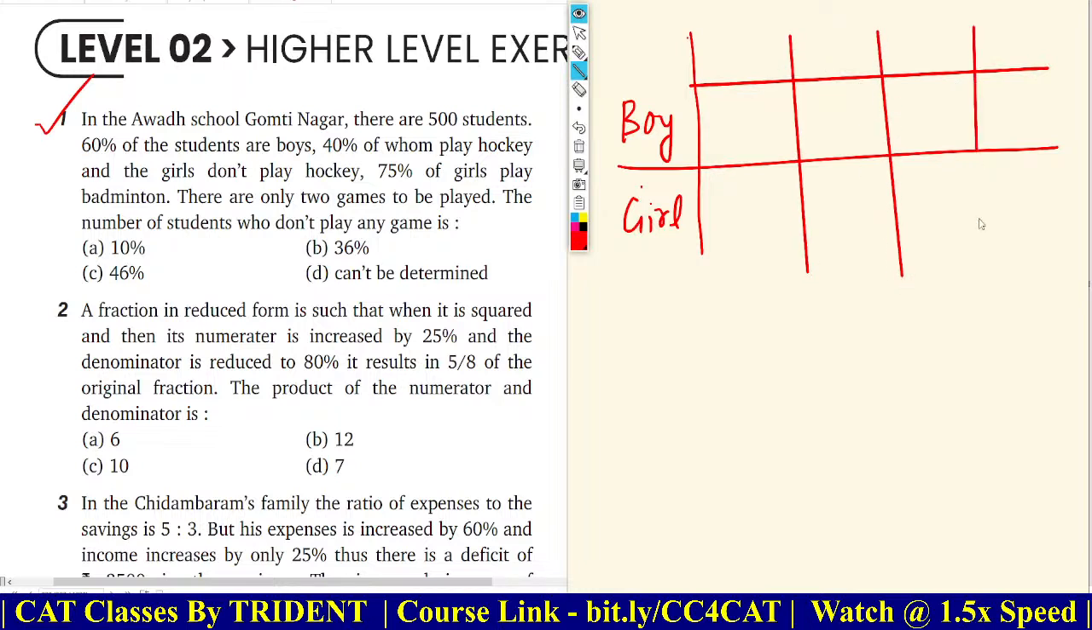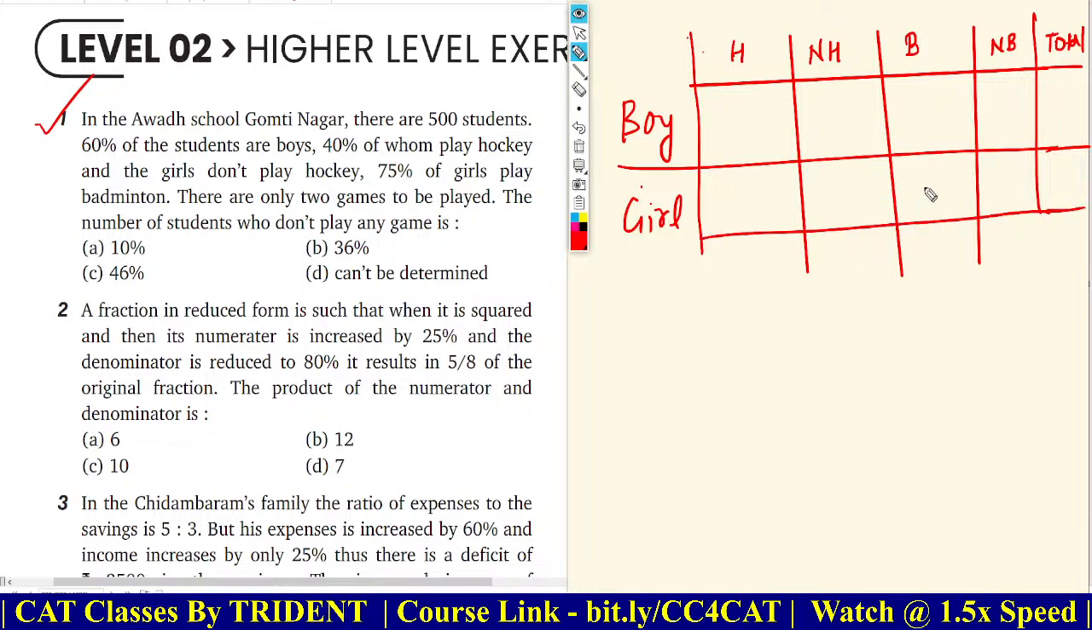Now I'll tell you why I'm designing these grid structures. First of all, maybe instead of hockey I can just use the abbreviation H. Not hockey, badminton, not badminton, and then maybe total. Now I'll tell you why I'm doing this, because it makes my life so much easier. My deductions will get better.